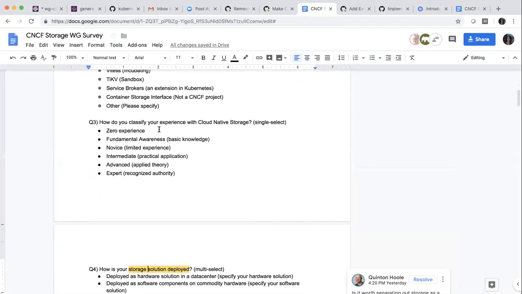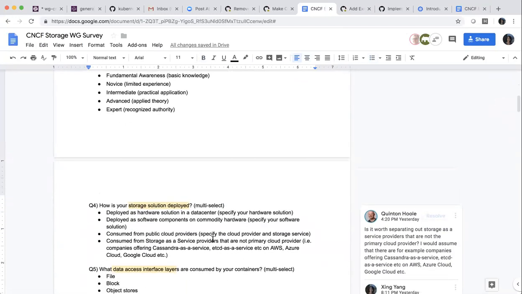And then, what is your experience with cloud-native storage? And the next one, how is your storage solution deployed? So hardware solution, data center, software components, and commodity hardware, public cloud providers.